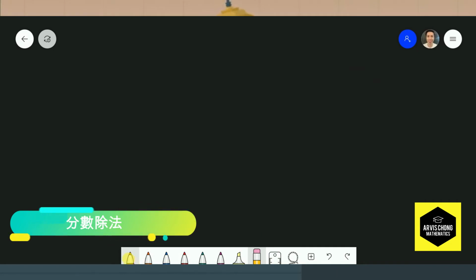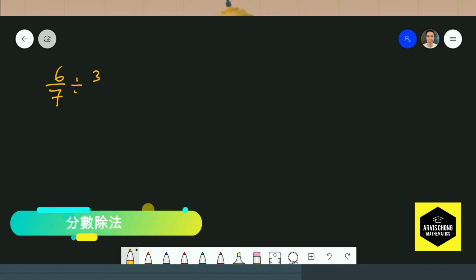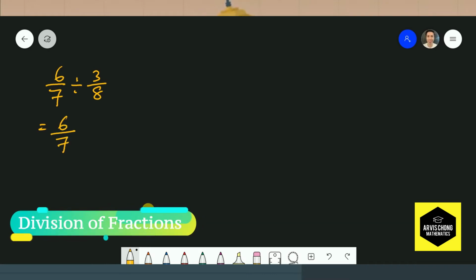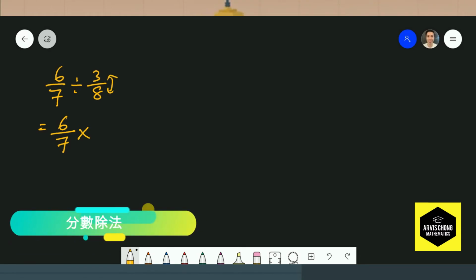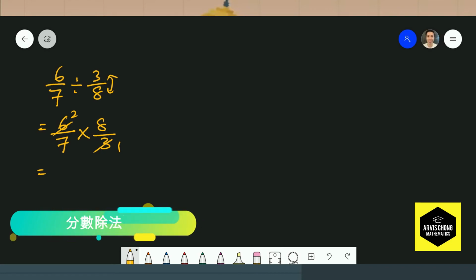What about this one? 6 over 7 divided by 3 over 8. The purpose of division of fractions is that we need to change the fraction at the back. So change the divide sign to times, then flip this one upside down. So here becomes 8 over 3. And this 3 and 6 we can simplify. So here we have 1 and here we have 2. And then 2 times 8 is 16, then 7 times 1 is 7.